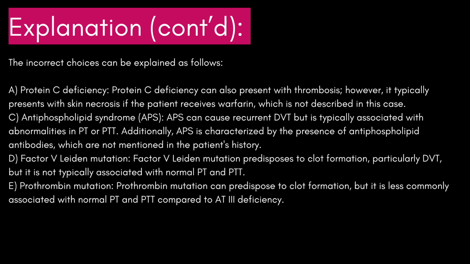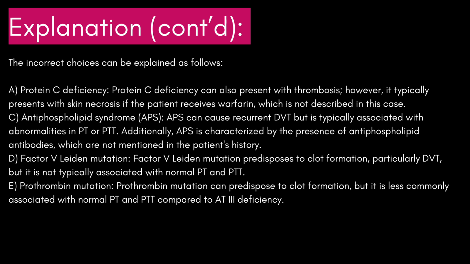D. Factor V Leiden mutation. Factor V Leiden mutation predisposes to clot formation, particularly DVT, but it is not typically associated with normal PT and PTT. E. Prothrombin mutation. Prothrombin mutation can predispose to clot formation, but it is less commonly associated with normal PT and PTT compared to AT3 deficiency.